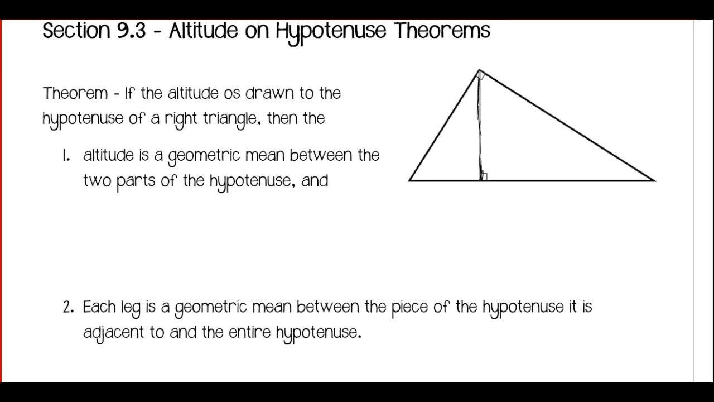So before we get into that, it's important for you to remember that in a geometric mean, the means, the second and third terms, are the same. So we're going to get 3 geometric means from this theorem. Now, the 3 pieces of this triangle that are going to be the means are going to be the legs. So this leg can be a mean, the length of this leg can be a mean, and then the altitude also is going to be a mean.